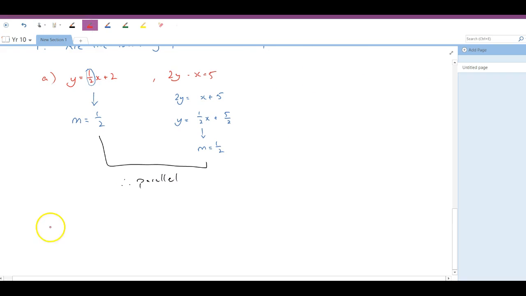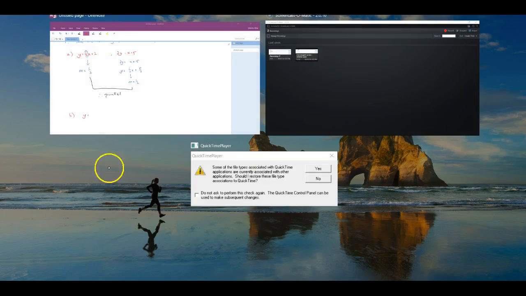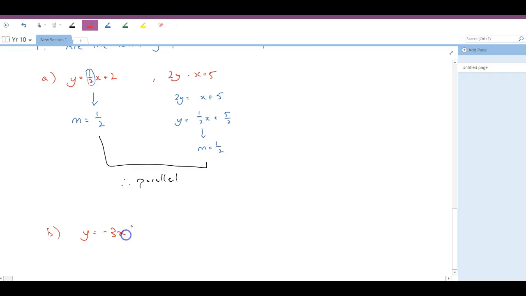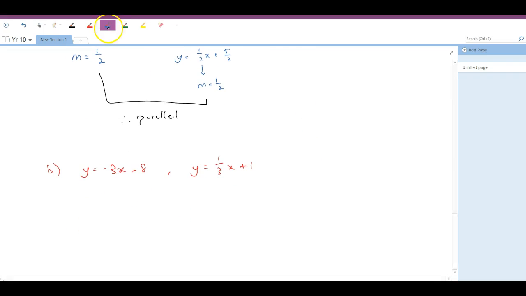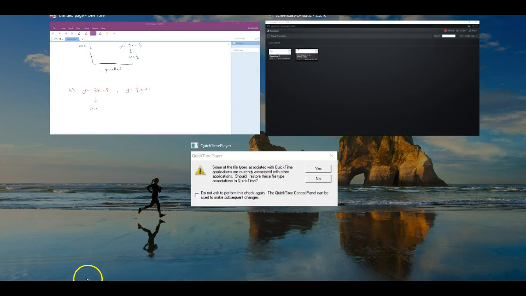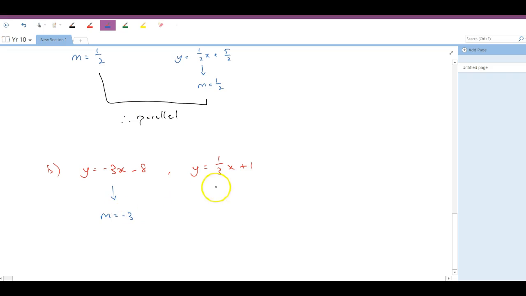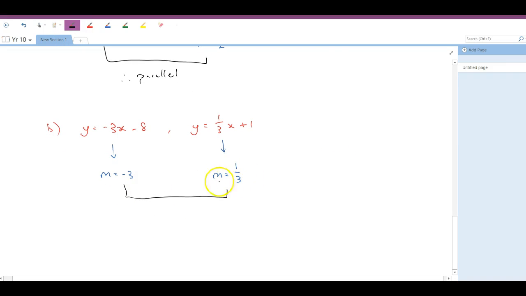Okay, we'll have a look at another pair of lines. y equals minus 3x minus 8, and y equals 1/3 x plus 1. So let's pull out the gradients from these. My gradient here is minus 3, and my gradient here is 1/3. Are they the same? Well, they're not the same, so we can rule out parallel. Are they the negative reciprocals? Yes, minus 3 over 1 and 1 over 3. Yes, they are. So they are perpendicular.